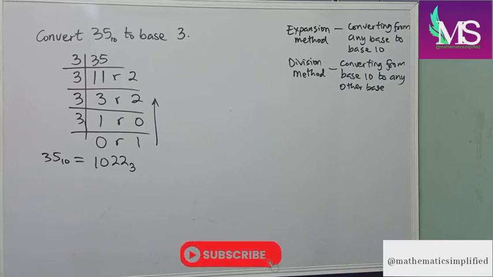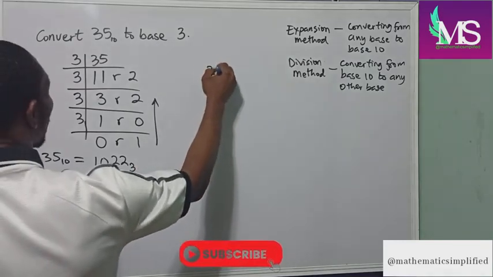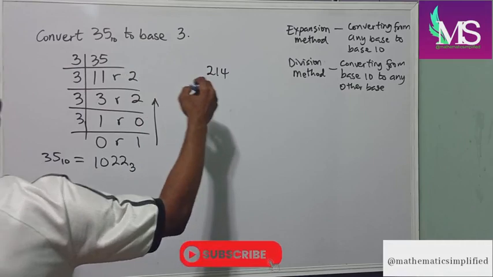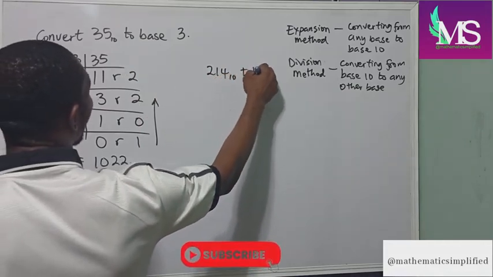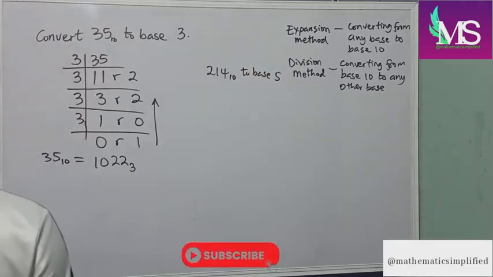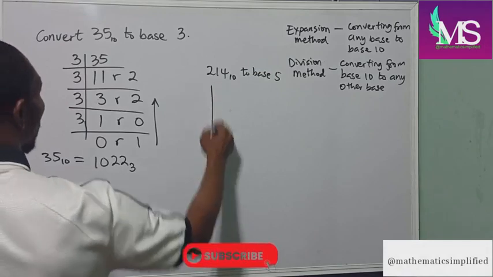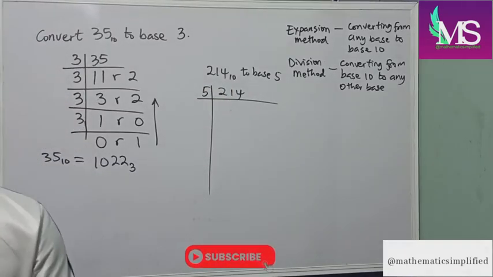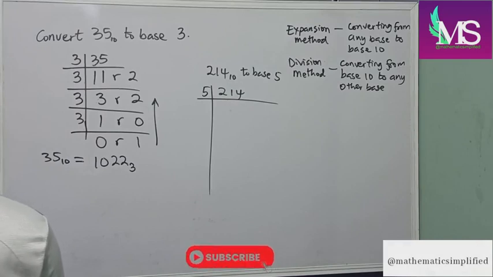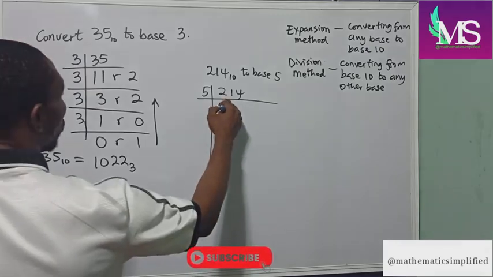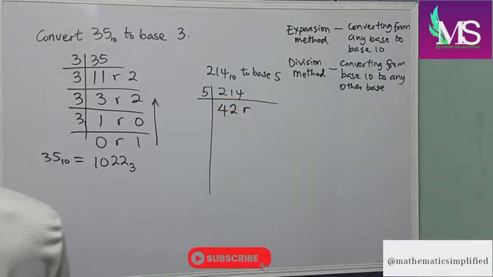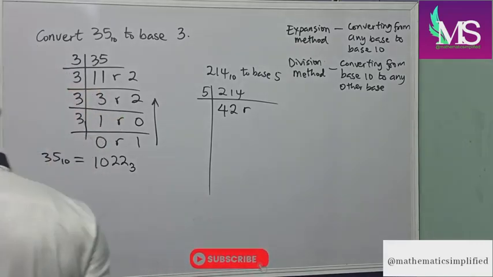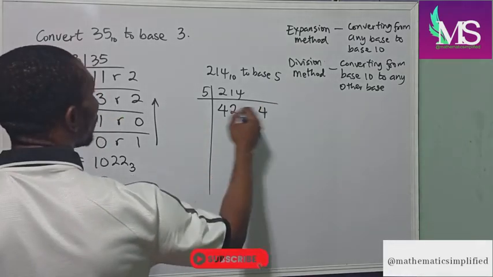Okay, another example we can see is convert 214 base 10 to base 5. If we have to convert this to base 5, 214 divided by 5 would give us 42, remainder 4. Okay? 42, remainder 4.